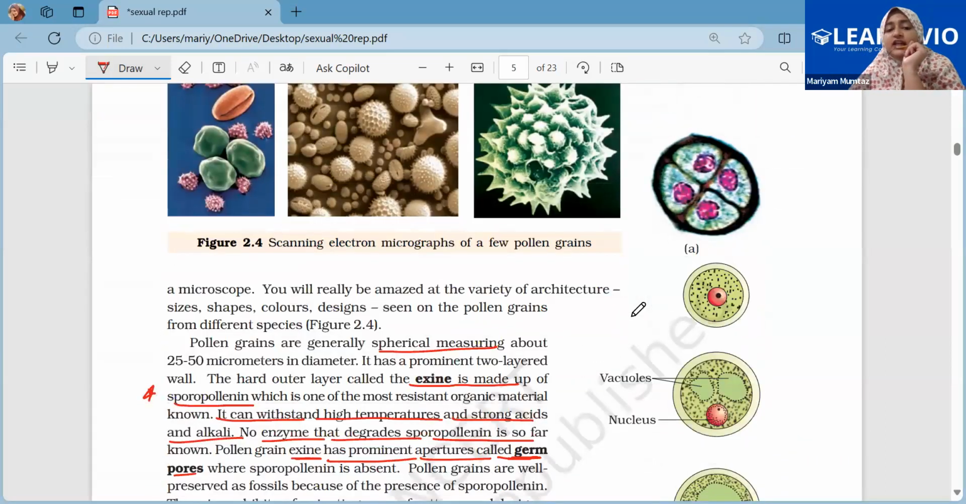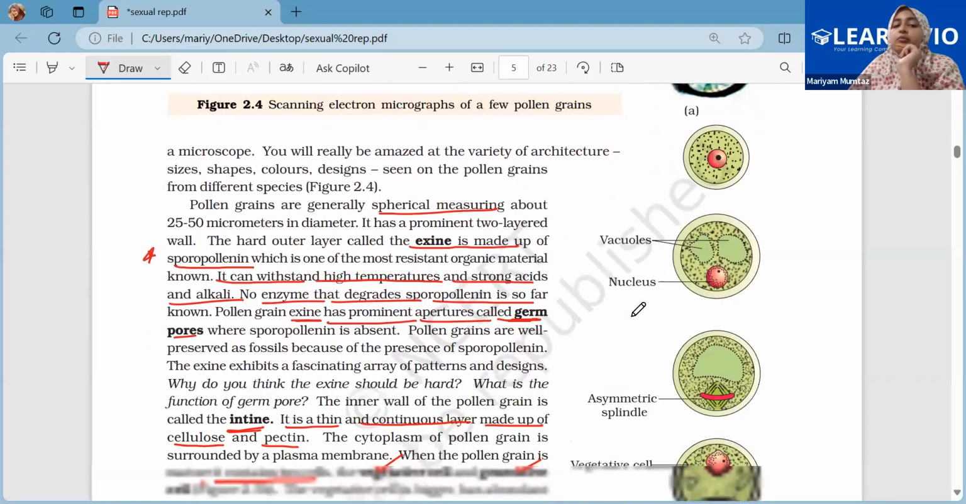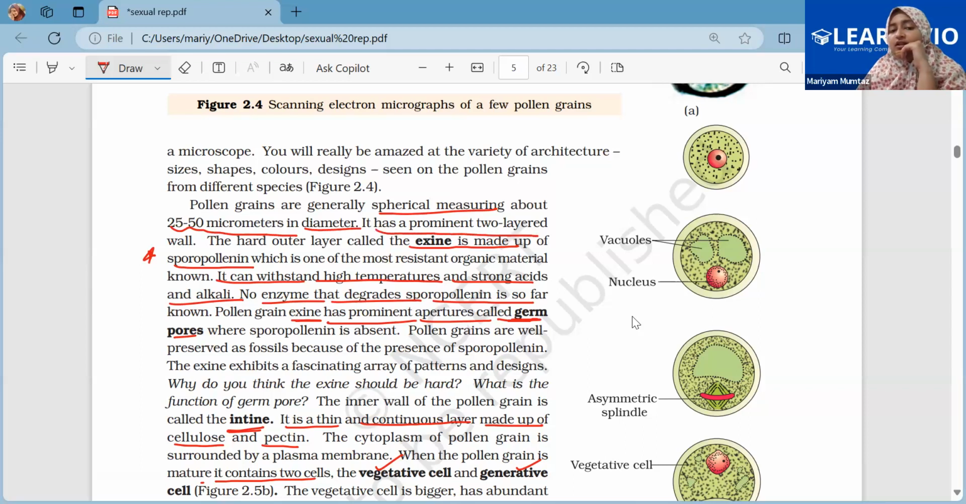Now, pollen grains have a very peculiar structure, and because of that structure, they are very unique. Pollen grains are generally spherical, measuring about 25 to 50 micrometers in diameter. It has a prominent two-layered wall. The hard outer layer is known as the exine, and it is made up of sporopollenin, one of the most resistant organic materials. So the outer layer of the pollen cannot be degraded. It cannot be destroyed by any enzyme because sporopollenin is very resistant.